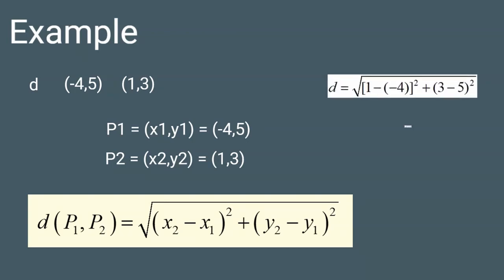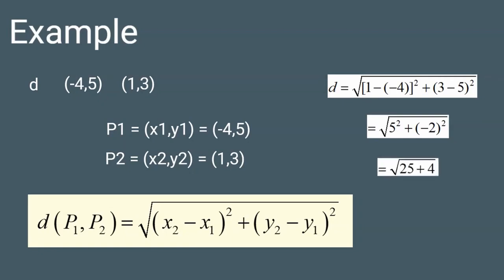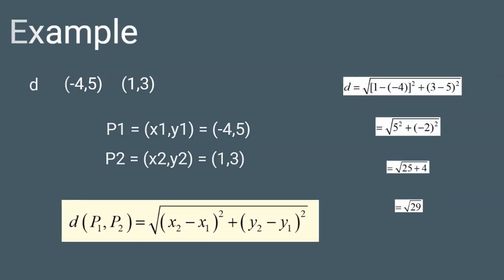Now, 1 minus negative 4 gives me 5. And 3 minus 5 gives me negative 2. 5 squared is 25, and negative 2 squared is 4. And finally, 25 plus 4 is 29. So our distance d is the square root of 29.